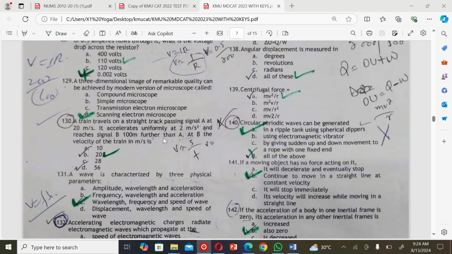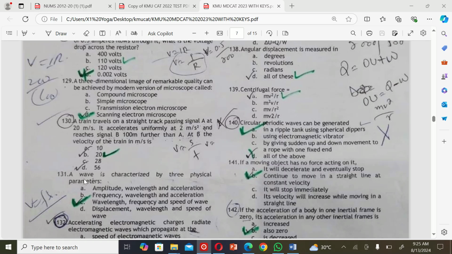The next MCQ is: a train travels on a straight track passing signal A at 20 meters per second. It accelerates uniformly at 2 meters per second squared and reaches signal B 100 meters further than A. At B, the velocity of the train in meters per second is A. 10, B. 20, C. 28, and D. 56. So the correct option is B. 20.